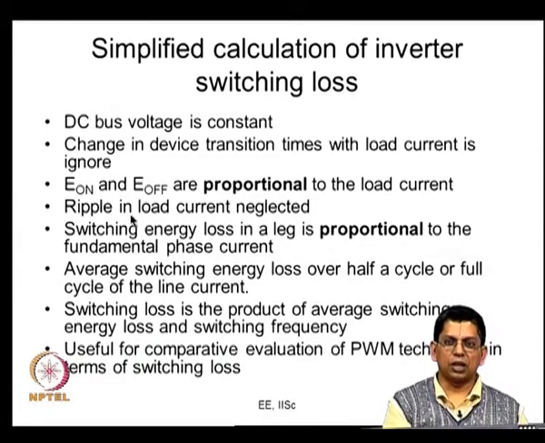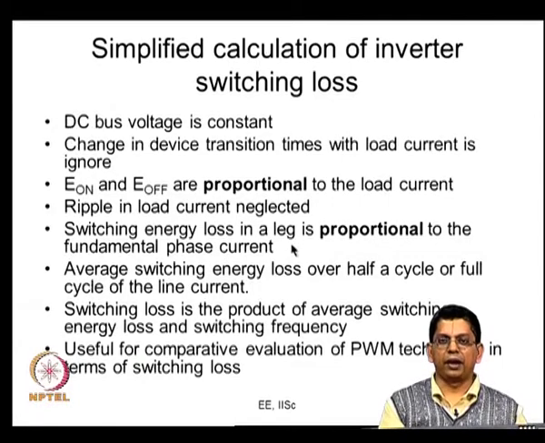We say that the harmonics are all negligible, the inverter is switching at a reasonably high switching frequency and the load has good filtering characteristics. Higher frequency voltages are filtered better by inductive loads, RL loads or induction motor load, and we will ignore the ripple, all the harmonics of the load current. Therefore, the switching energy loss is proportional to the fundamental phase current. If you want the switching energy loss in a particular leg, let us say the R phase leg, it is proportional to the fundamental component of R phase current. That is the simplifying assumption we are making today.